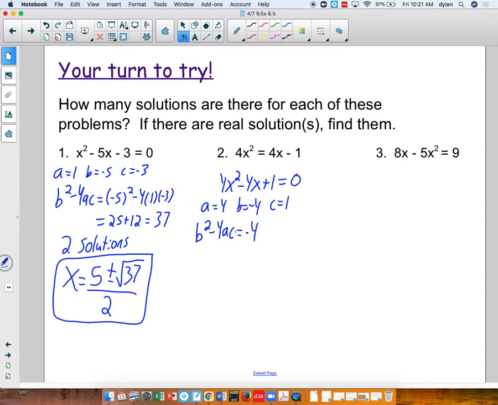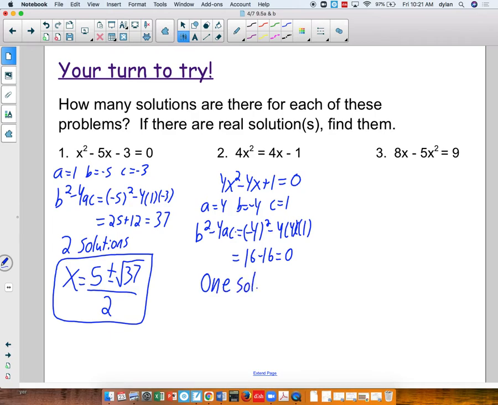negative 4 squared minus 4 times 4 times 1, which simplifies to just 16 minus 16, which equals 0. So our discriminant is 0. So that tells us that we're going to have one solution.